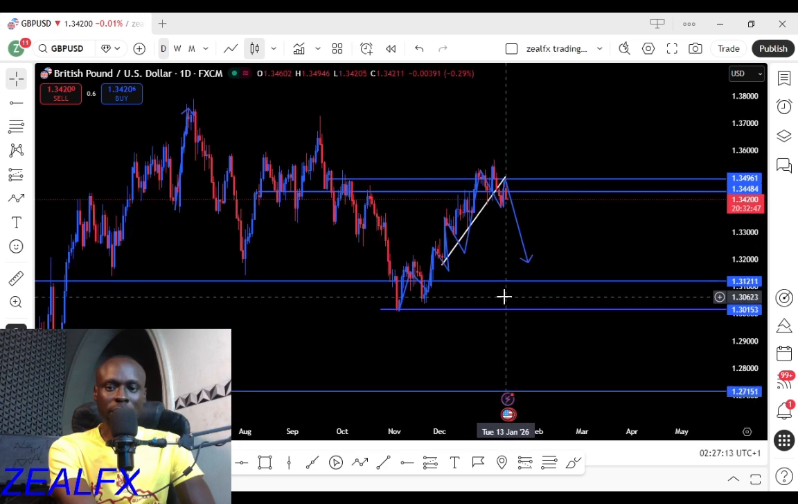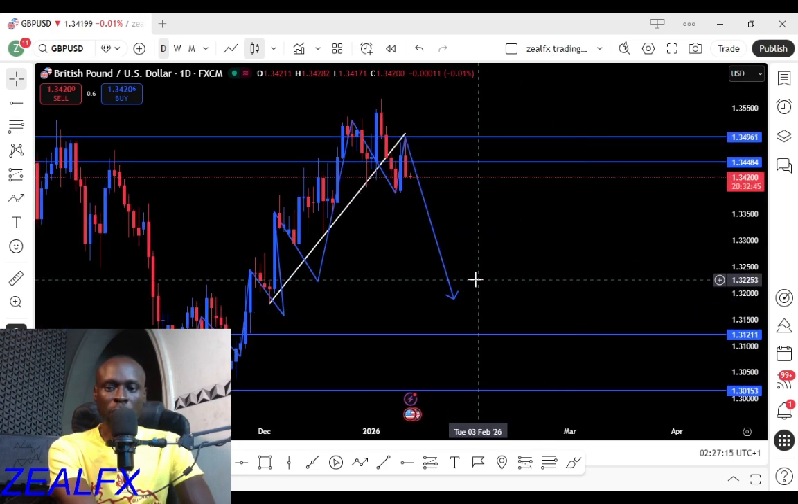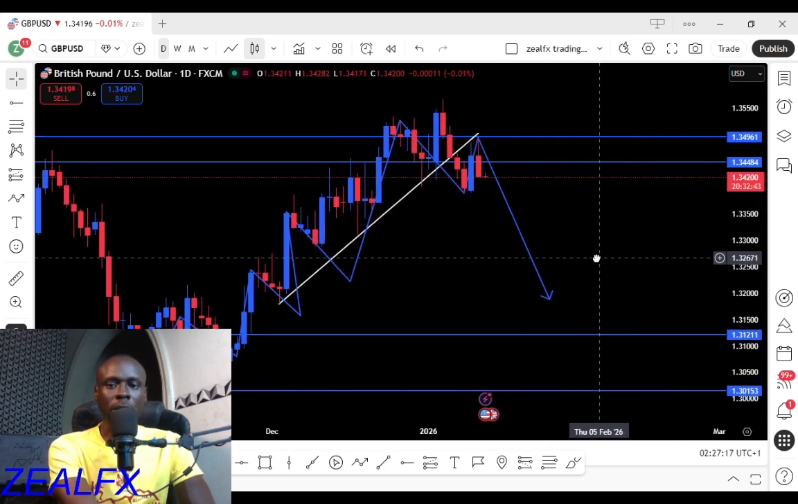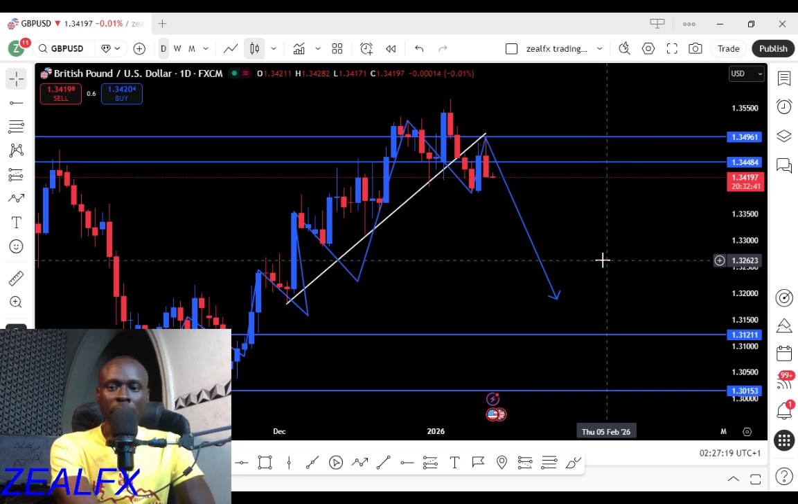So pound USD is setting up for a big move big time right now. So give pound USD attention. Let's confirm this move from the higher time frame.